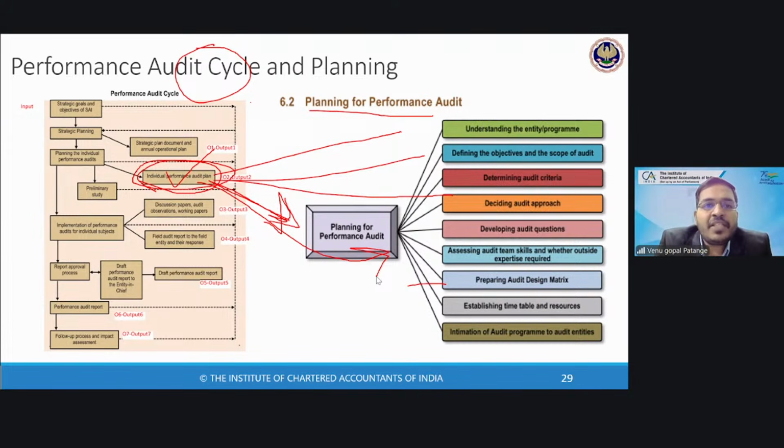Please understand, this is planning. Are we doing execution here? Are we doing execution? Anyone? We are not doing execution. We are just planning. So this is purely planning of performance audit. We are still at the planning stage. So when we were discussing compliance, we discussed planning to execution to audit report level, right? But here we are discussing planning only, planning alone.